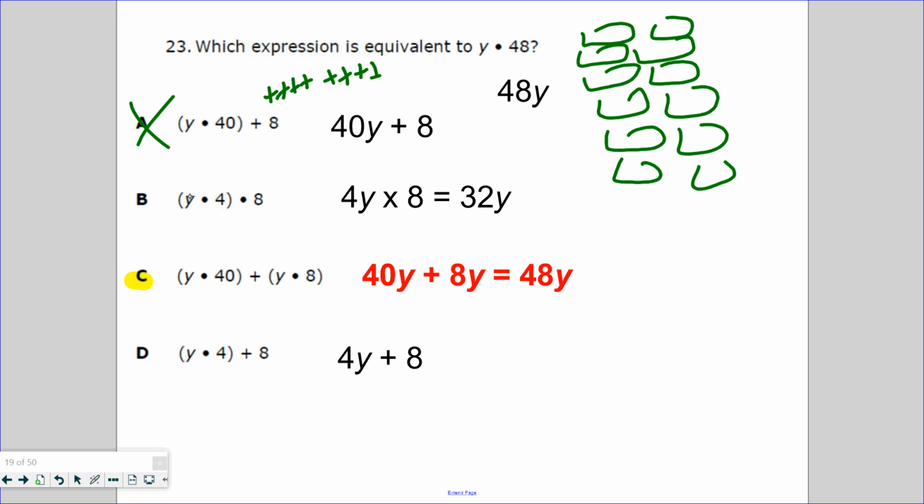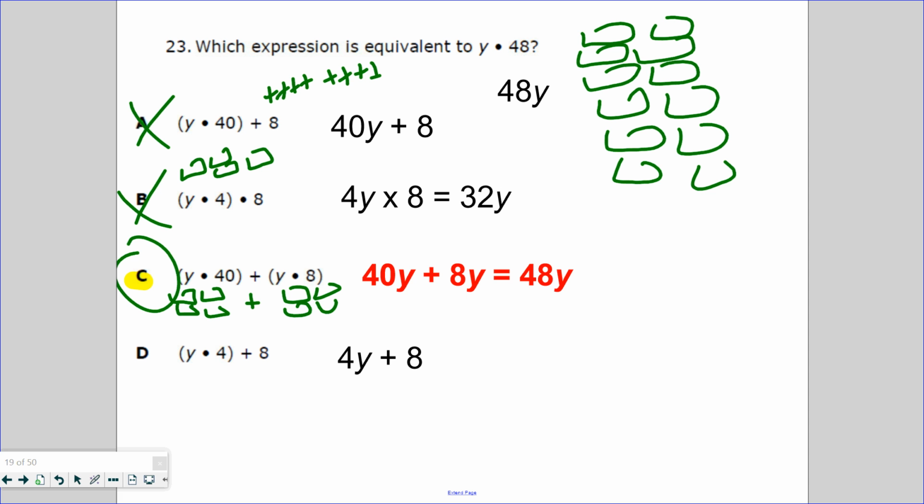So here, they drew 4 y's, but then they want to multiply these y's by 32. But we're looking for 48. Wrong. They drew y 40 times, plus they drew y 8 more times. That's 48y. C makes sense. This does not make sense. You draw y 4 times plus 8 positives. That is not equal to 48 y's.